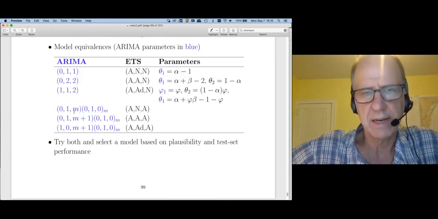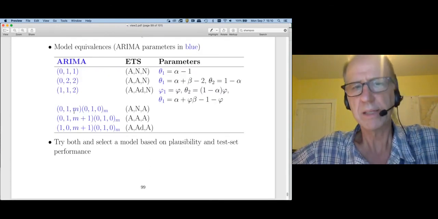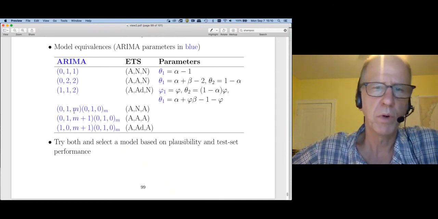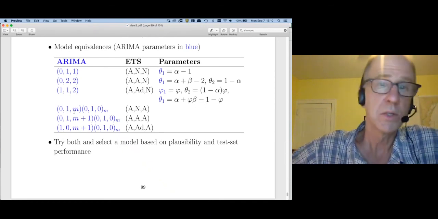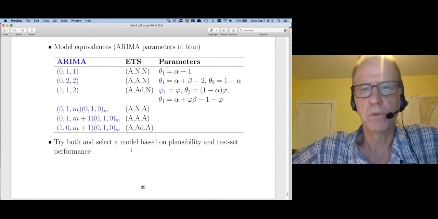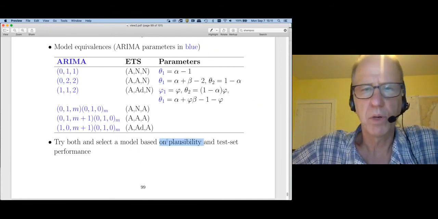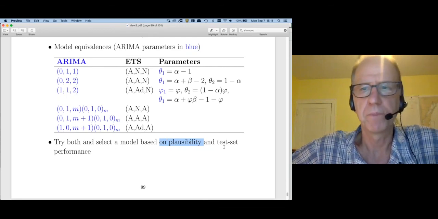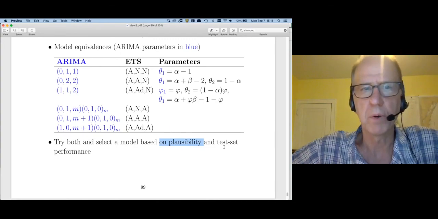I'm not going to take a side in this argument, but I'd like to suggest that whenever you have an important forecasting problem, you consider both, and then make your final selection based on which model is more theoretically plausible and which one does better on the test set. So I think there's a lot of value in looking at both approaches.